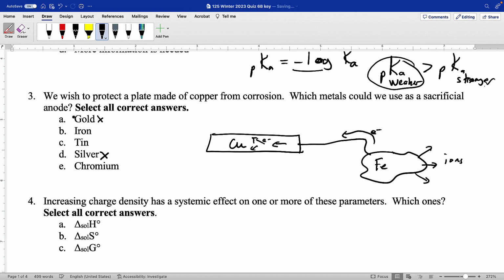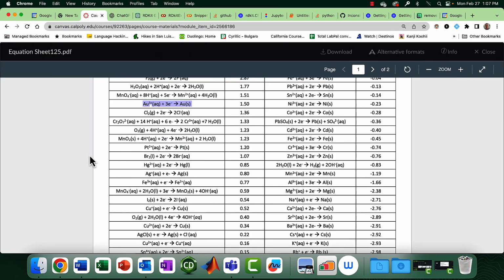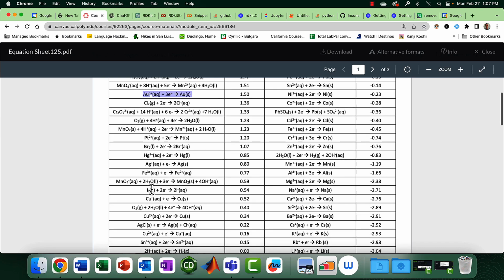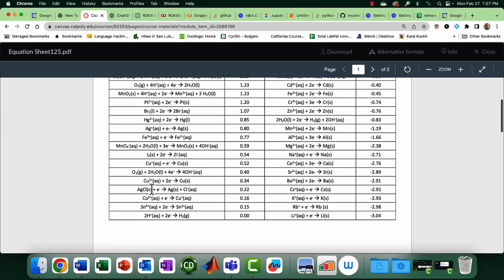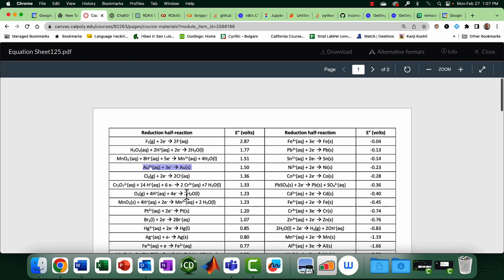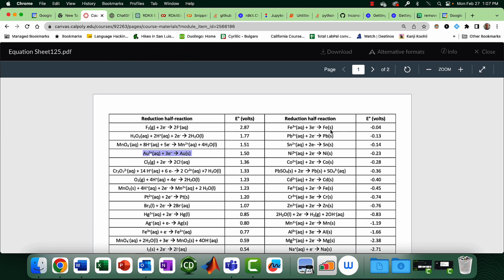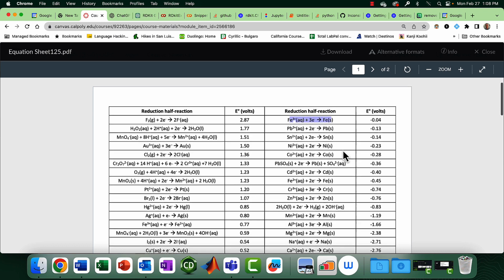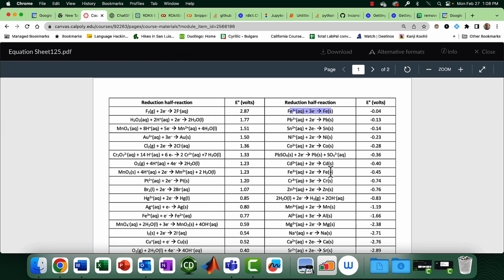Okay. What about iron, tin, and chromium? Let's go look at those. Okay, so let's go look for metallic iron. Where is that? Over here. Okay, so we can see there's a potential where we could corrode iron to make iron 3, and that's more negative than copper, so that would work. We've got iron corroding to form iron 2. That's more negative than that. So we can definitely corrode iron and in the process protect the copper, so iron would work.